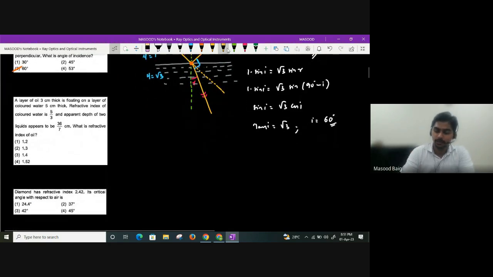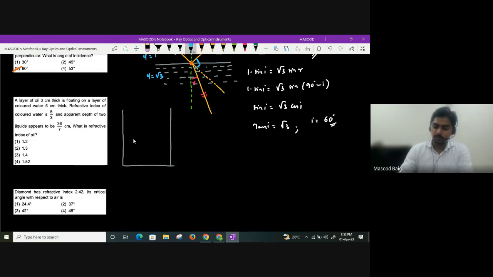A layer of oil 3 centimeters thick is floating on a layer of colored water 5 centimeters thick. The refractive index of colored water is 5/3 and the apparent depth of the 2 liquids appears to be 36/7 centimeters. What is the refractive index of oil, they are asking. Direct question again. Whenever an object is in a denser medium, for an observer in a rarer medium, will it appear to be present at a certain height above its actual position or not?